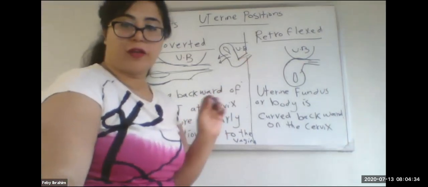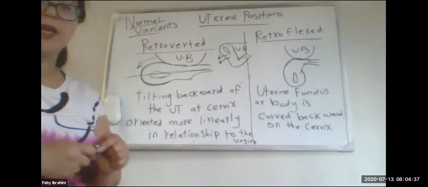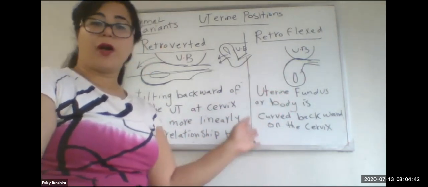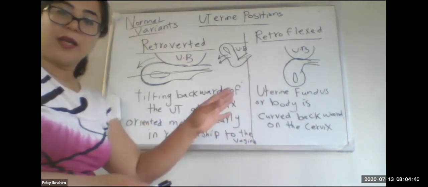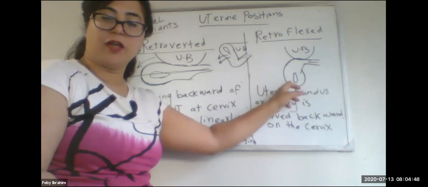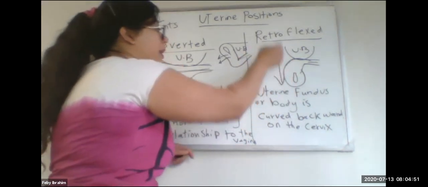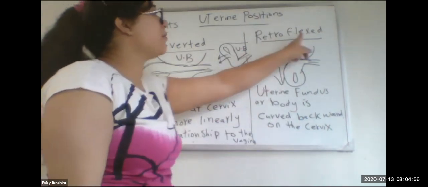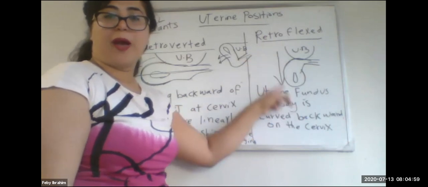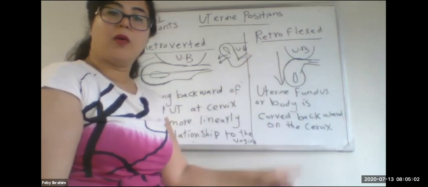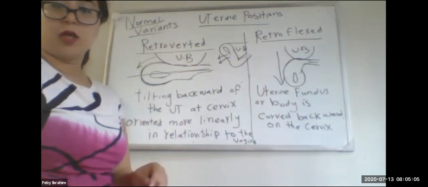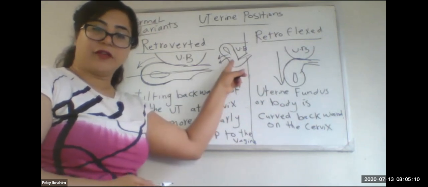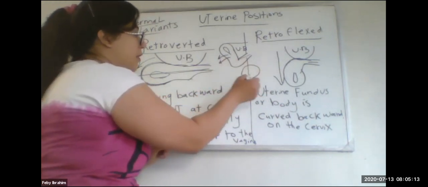What about the retroflexed? In retroflexed, you're gonna see the uterine fundus or body is curved backward on the cervix. Look here how the fundus and the body sharply go more posterior, more down, away from the urinary bladder. So this is the retroverted and the retroflexed, and we have the anteverted and the anteflexed.